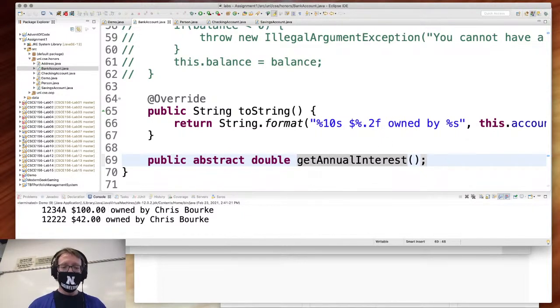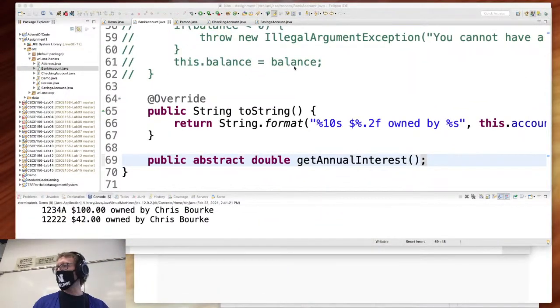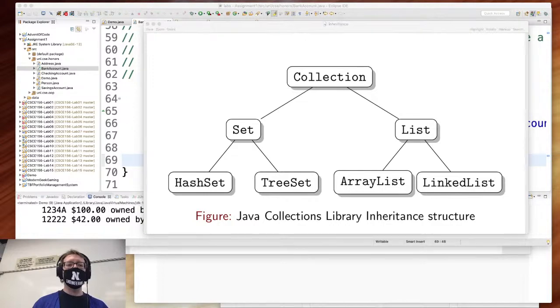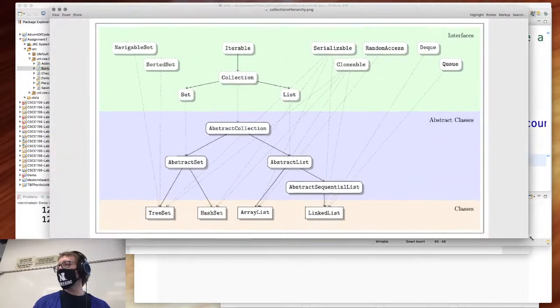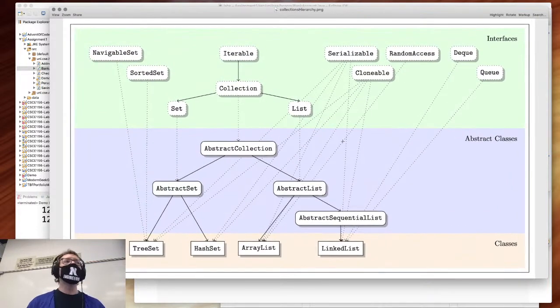All right. So let me go ahead and bring over another diagram here. Remember this diagram of collection sets? That was just to introduce you to the hierarchy. It's actually way more complex, and even this is a truncated version of it. We still have collections, sets, and tree set, hash set, array list, and linked list down here. But if you actually look at how it actually works, there's a whole bunch more going on.